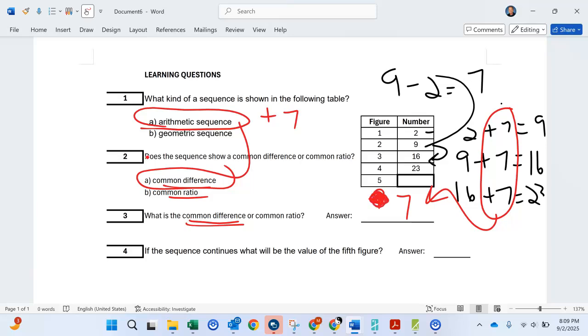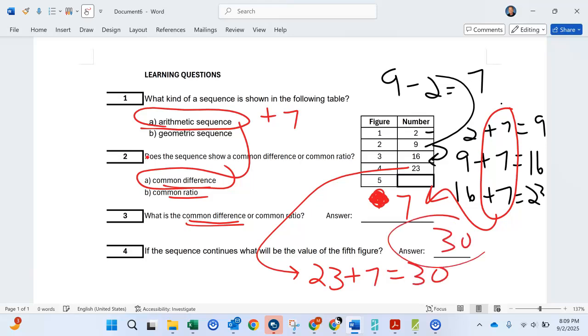If the sequence continues, what will be the value of the fifth figure? Well, we already know that it goes up by plus 7. So we can take 23 and go 23 plus 7 equals 30. Okay, but if we're filling out the table, that 30 would go right there, right? It would be the one right there, okay?